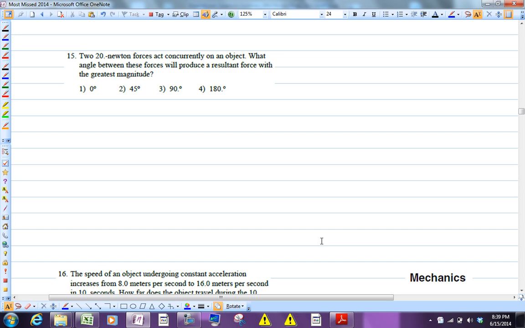15. The answer is 1. I can't tell you how many years people ask me what the word concurrently means. Concurrently means at the same time. You can basically ignore that question.